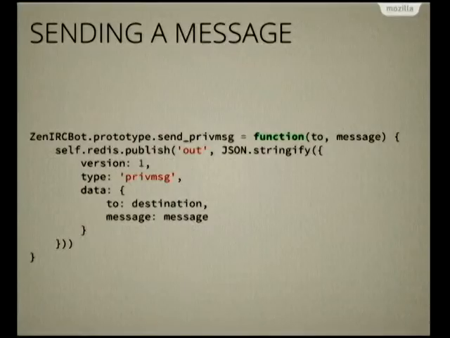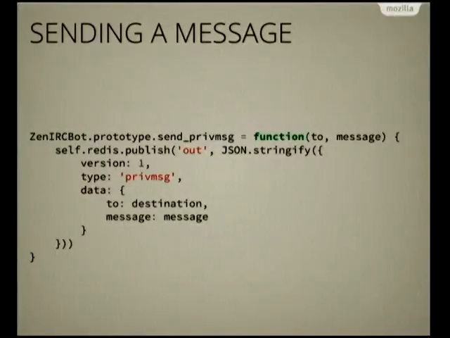So let's go how to send a message. We have Redis. I have my ZenIRCBot object, which has the send message function on it. It takes a to and a message. It has a Redis connection already on it, because that happens during instantiation of ZenIRCBot. And it just sends to this channel called out. It stringifies a JSON blob, which deals with all the envelope for you, and the destination. That code doesn't work.